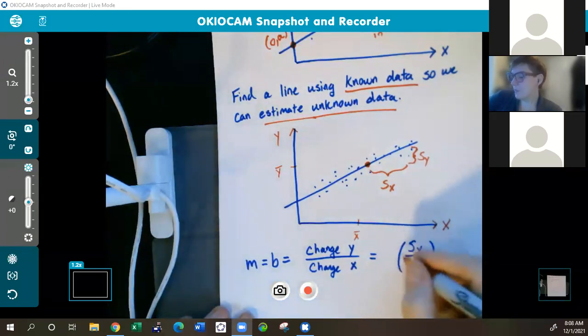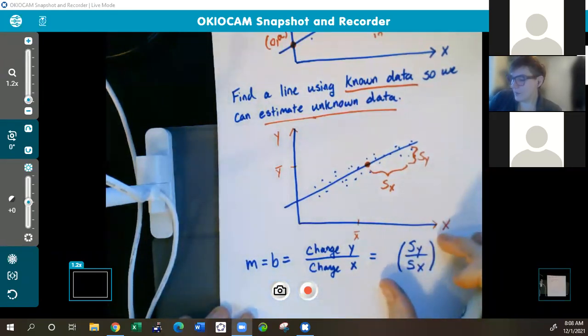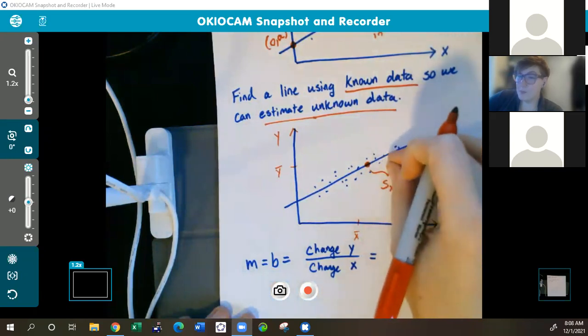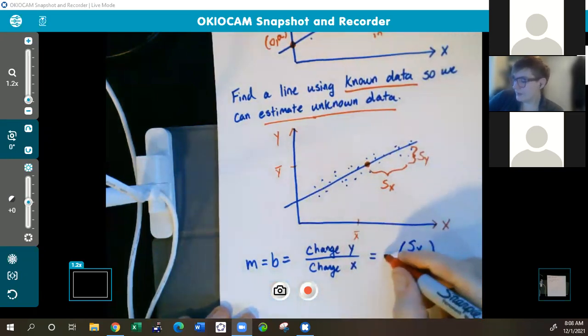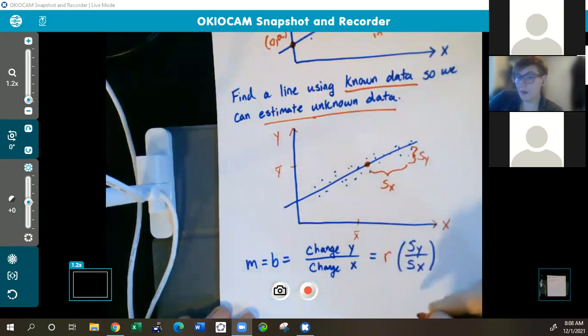So what I'm going to do is that I want to edit this slope. And the way I'm going to edit it to make sure that I hit as many points as I can, depending on how strongly related these rows are, is I'm going to multiply it by our correlation coefficient, or R. So that is going to give you the slope for this line.